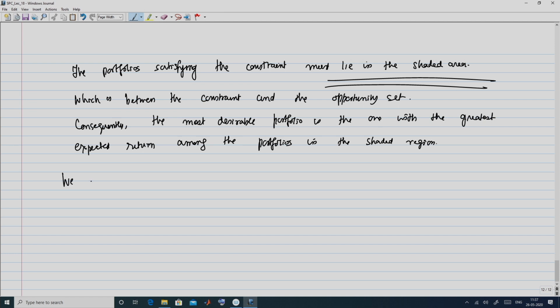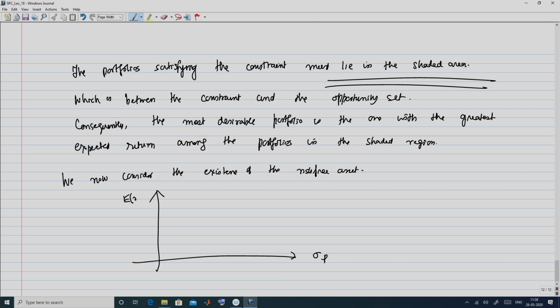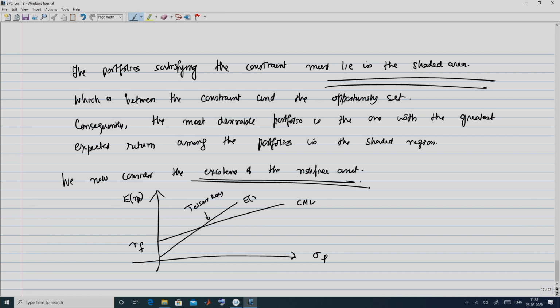All right. So, to conclude this, we now consider the existence of the risk free asset. Again you look at the sigma p, ERP plane. Now, since we have considered the existence of the risk free asset, the efficient frontier is no longer the previous one, but rather the CML emanating from RF. This is Telser's ray, which is given by ERP greater than or equal to RL plus Z alpha sigma p. So, the region above the Telser ray but below the CML is going to be my new shaded region.